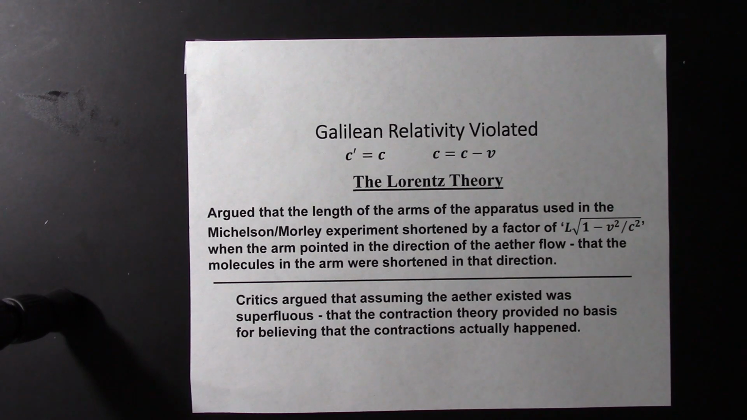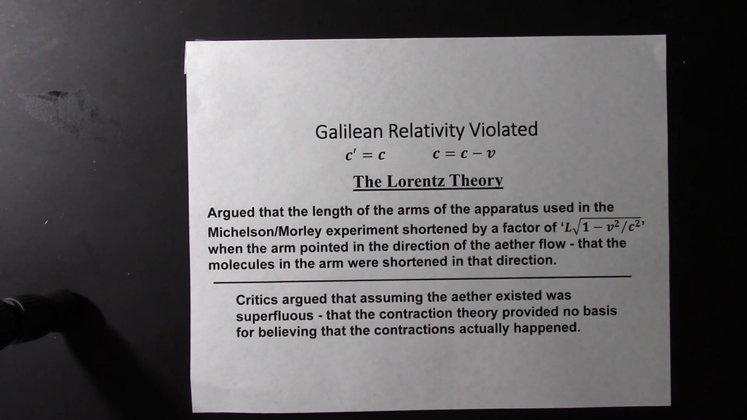He argued that the length of the arms of the apparatus used in the Michelson-Morley experiment shortened by a factor of L times the square root of 1 minus v squared over c squared, when the arm pointed in the direction of the ether flow. The molecules in the arm were shortened in that direction. The contraction was just enough to account for the absence of the fringe shift and explained why the two beams arrived at the detector simultaneously. The slower light beam didn't travel as far. Lorentz also showed that his ideas were consistent with Maxwell's theory.